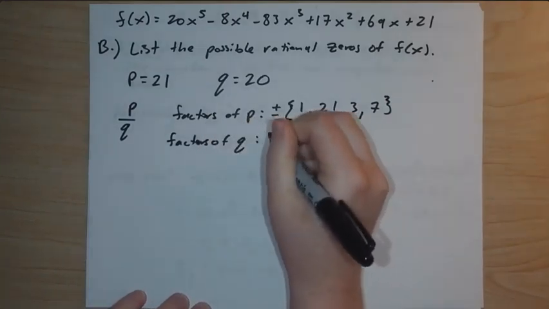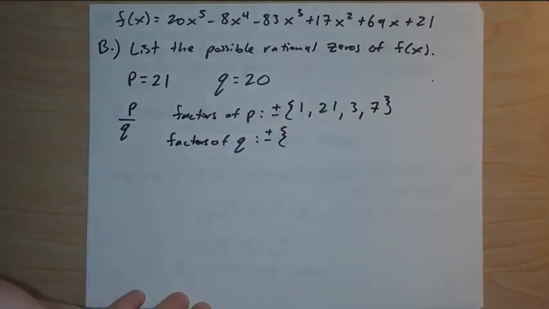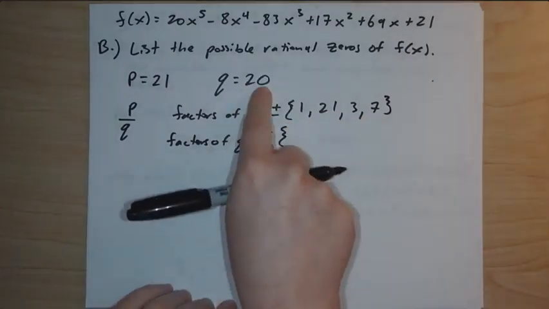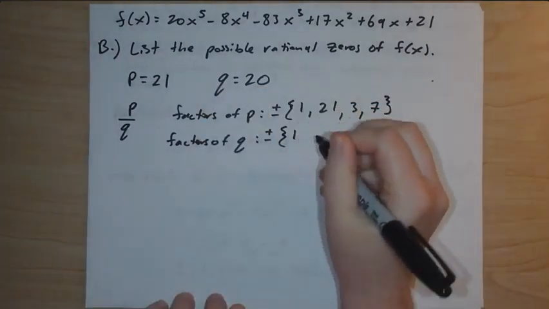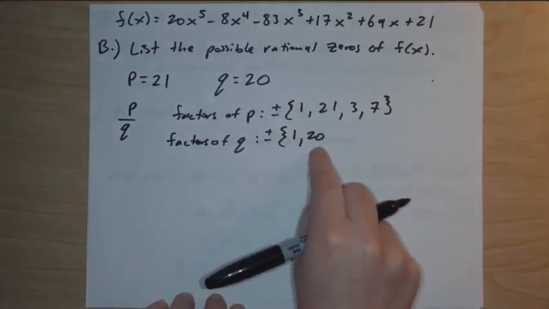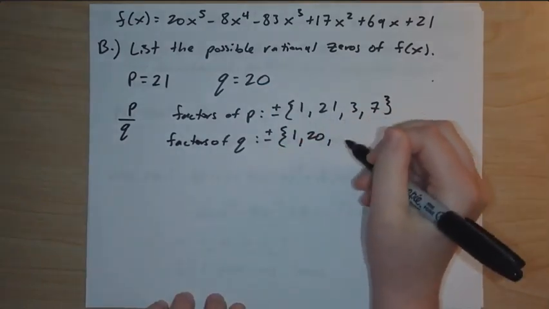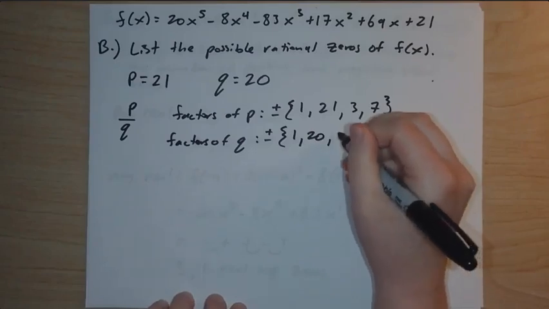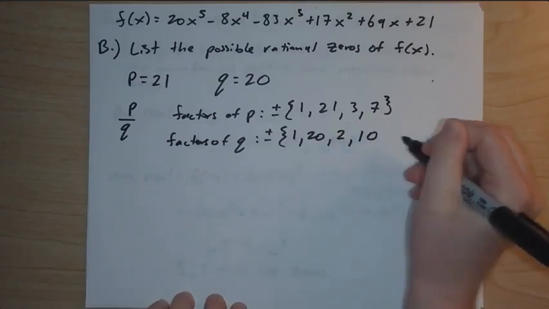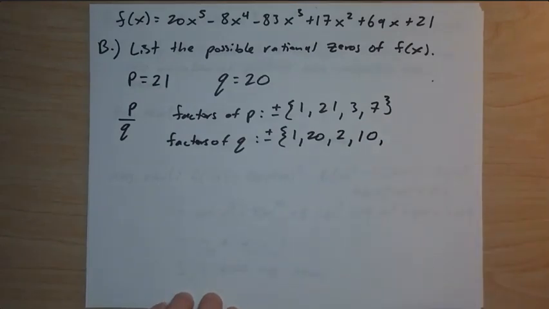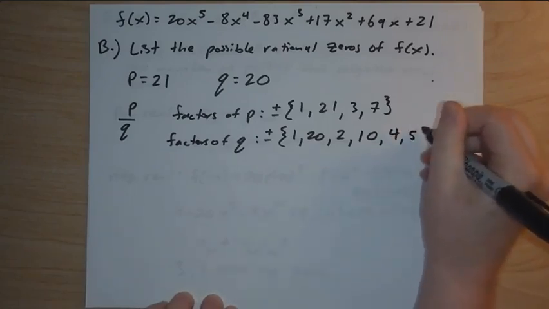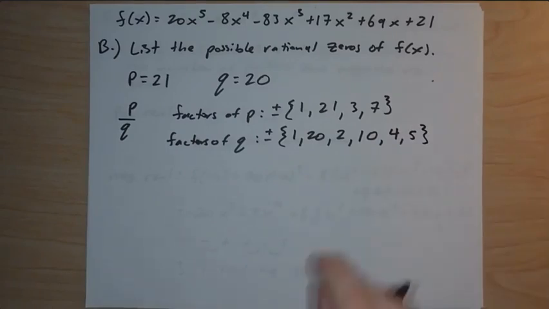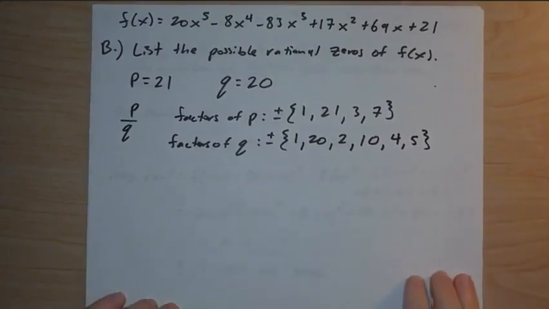Then we're going to look at the factors of Q. This is also going to be a plus minus situation with factors. So we want to look at the factors of 20. We're going to start with 1 again. 1 times 20 is 20, and negative 1 times negative 20 is also 20. And then we can move on to 2 and 10. 2 times 10 is 20, negative 2 times negative 10 is 20, and then nothing is there with 3, but we do have 4 and 5. 4 times 5 is 20, negative 4 times negative 5 is 20, and that is all the factors of 20.